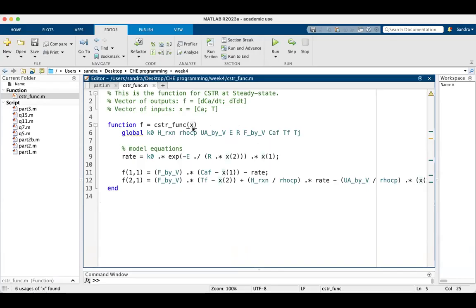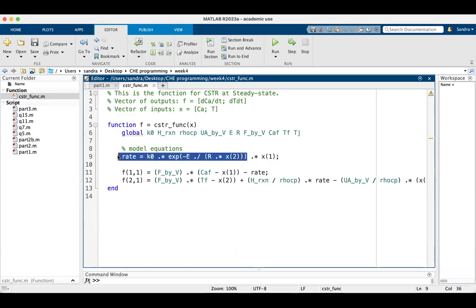So here we'll have X. Remember, X is actually a vector which has two values. The first value will be concentration and the second value will be temperature. So first let us calculate the K0 e raised to minus E by RT. T is the second variable in the X vector. That is why it is given as X2.